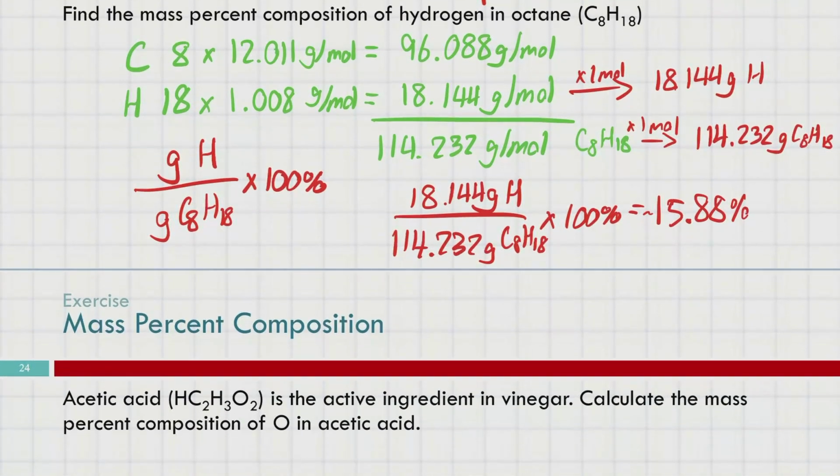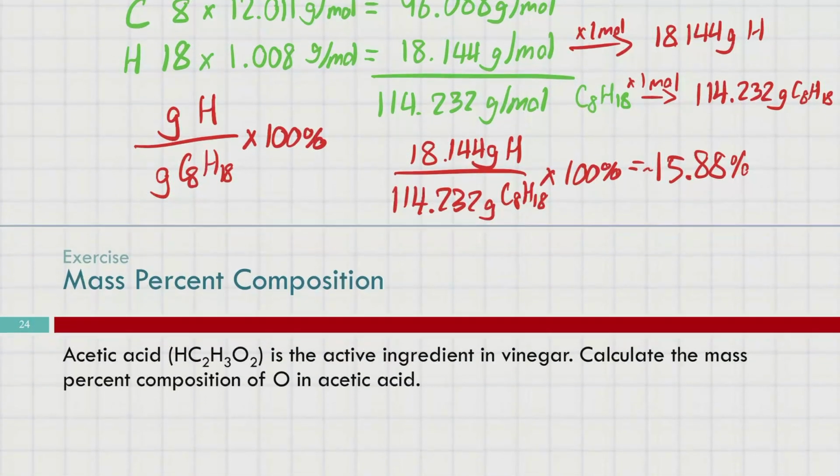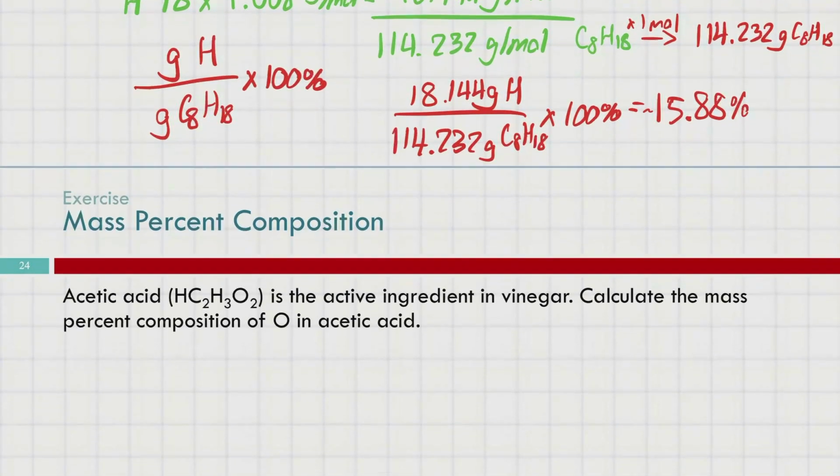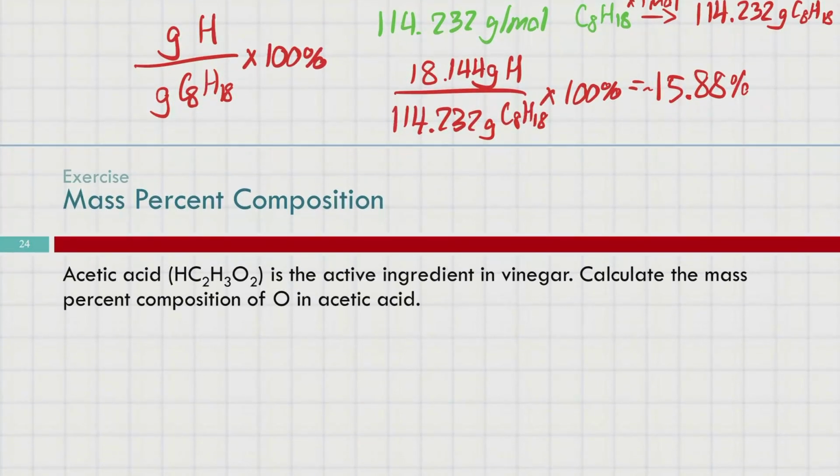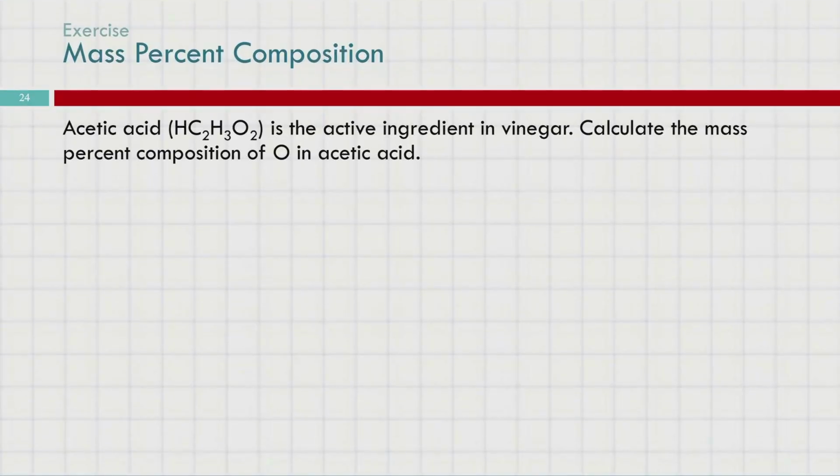All right, one for you to try. Acetic acid is the active ingredient in vinegar. Calculate the mass percent composition of oxygen in acetic acid. I'll give you a couple minutes to try this one.